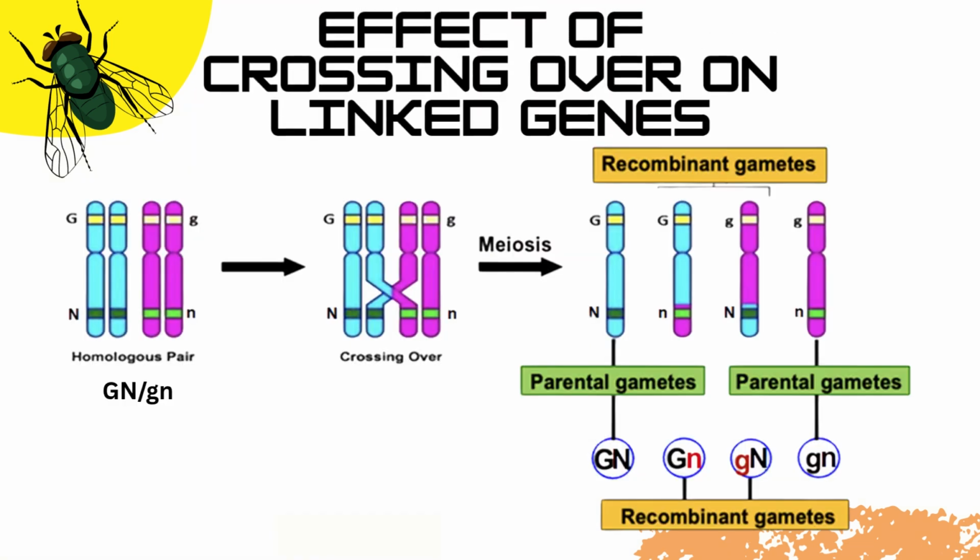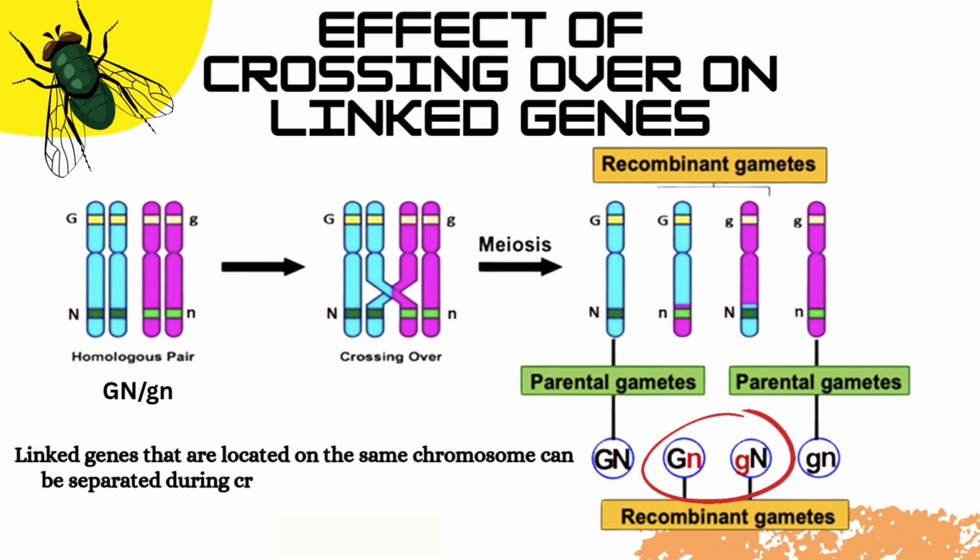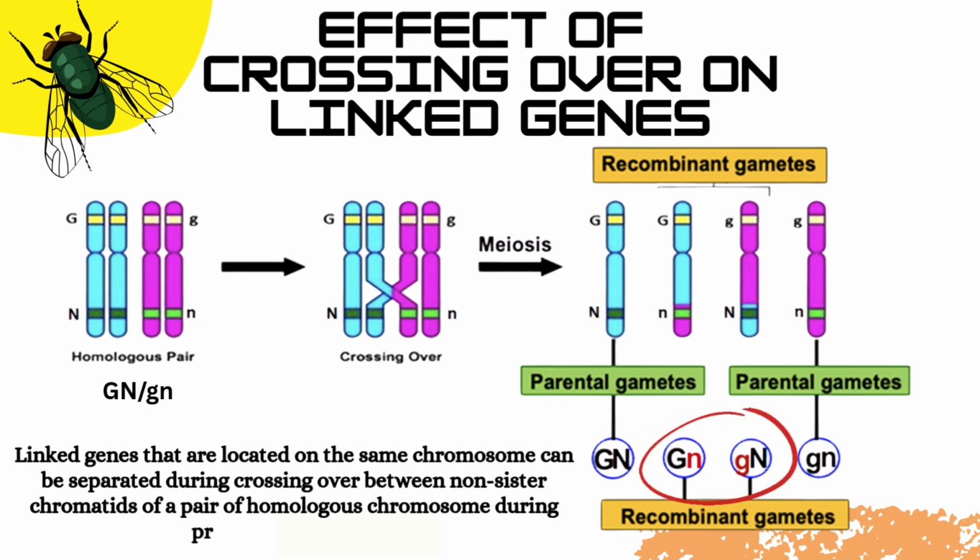To explain in detail, let's use these two genes as an example in a case where crossing over occurs. The genotype capital G, capital N, oblique, small g, small n will produce four types of gametes: capital G, capital N, and small g, small n as the parental gametes, and capital G, small n, and small g, capital N as the recombinant gametes. Even though these two genes are located on the same chromosome, they can be separated due to crossing over between non-sister chromatids of a homologous chromosome pair during prophase 1 of meiosis. This allows the formation of recombinant gametes.